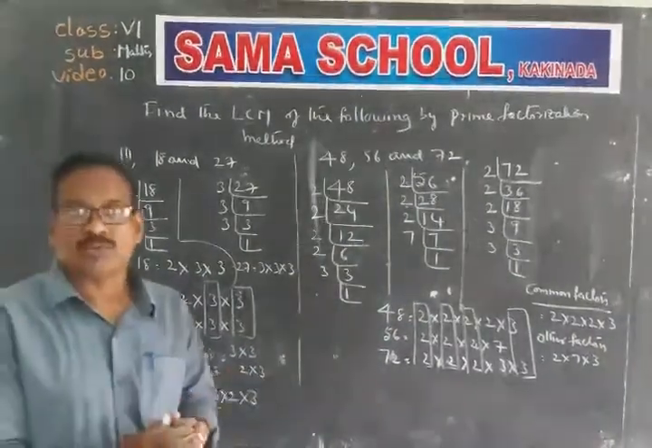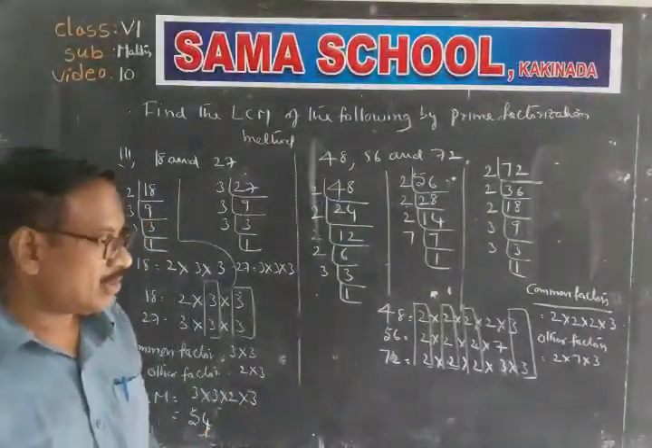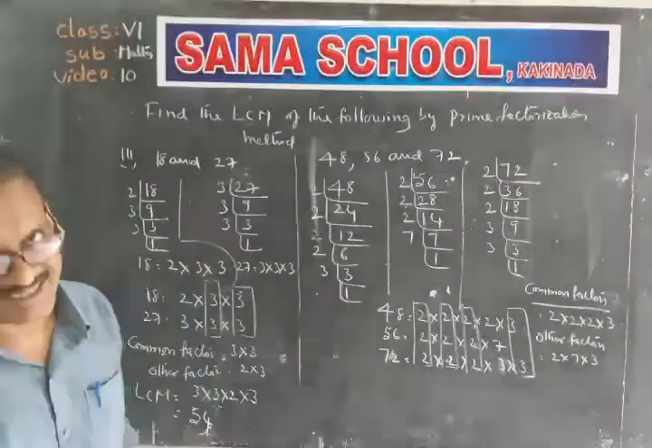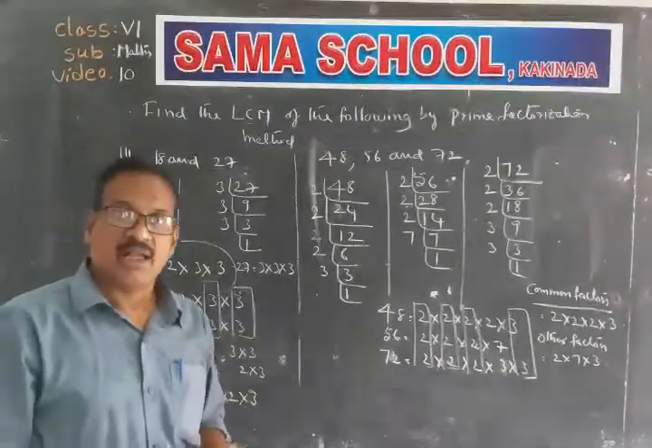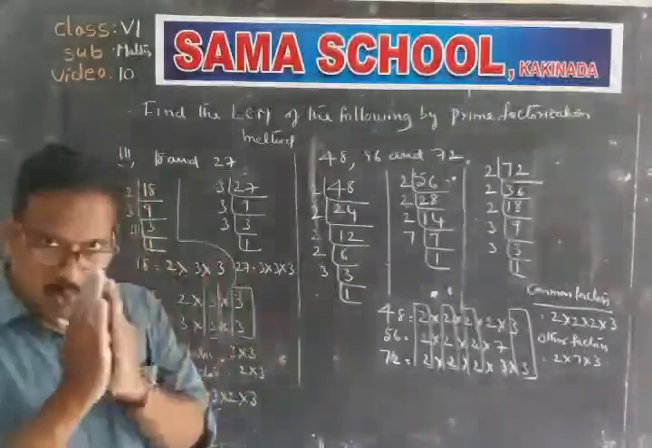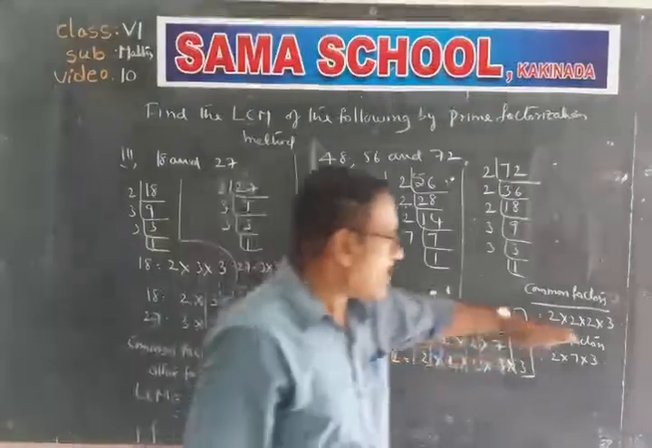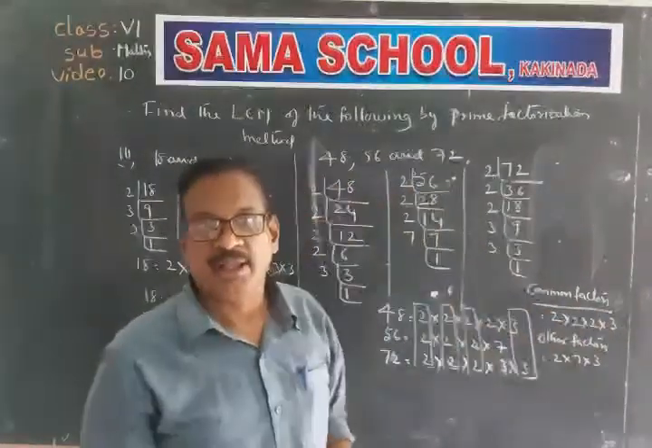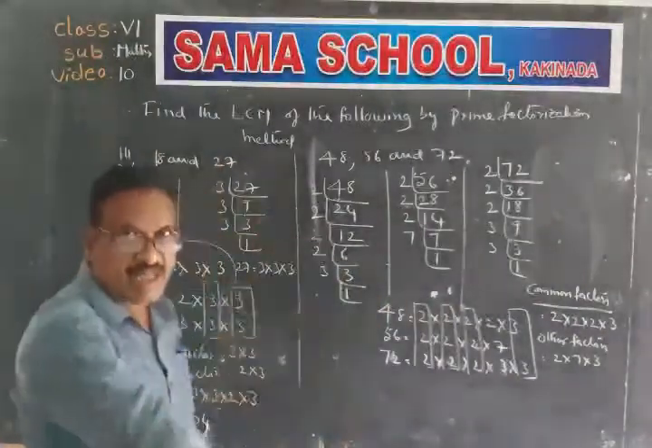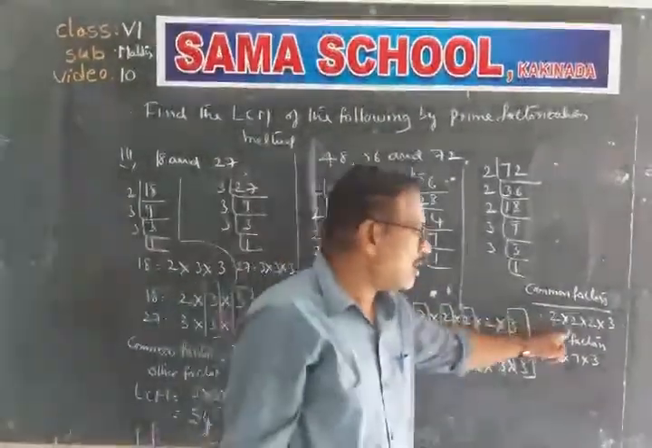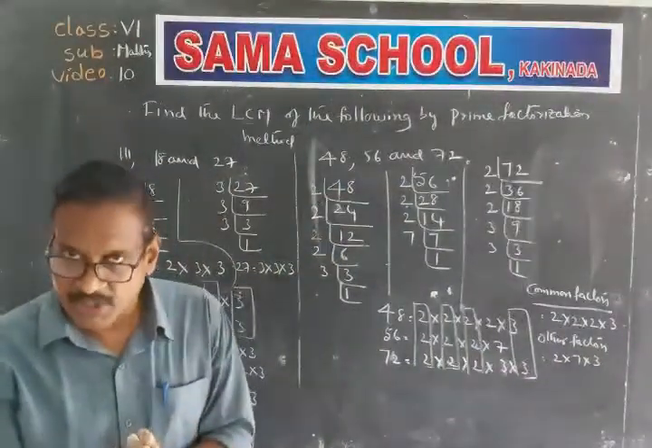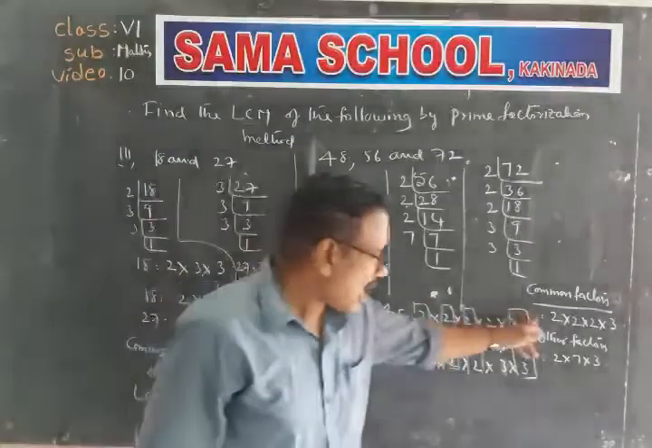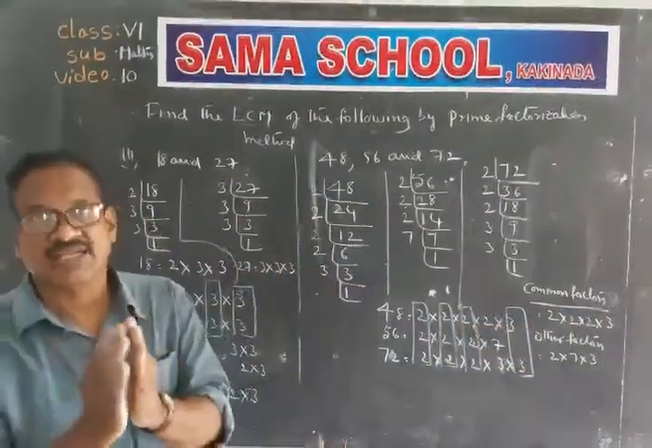Now what to do? You find the LCM. You multiply the common factors and other factors. We already explained before that for HCF, only the common factors are multiplied. The product of the prime common factors only, you find the HCF in the prime factorization method. But in LCM, along with common factors you multiply other factors also.